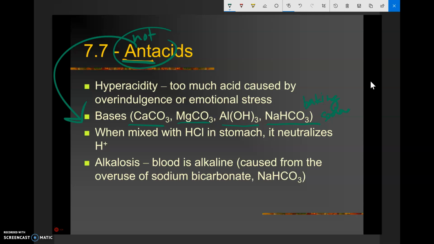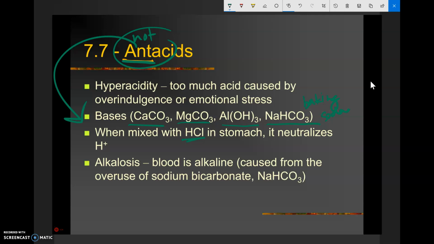Okay, when any of these bases are mixed with HCl in your stomach, it neutralizes the hydrogen ions. And so that's why people use things like Pepcid or milk of magnesia or Tums. The main ingredient in Tums is calcium carbonate, and that helps neutralize the acid in your stomach.